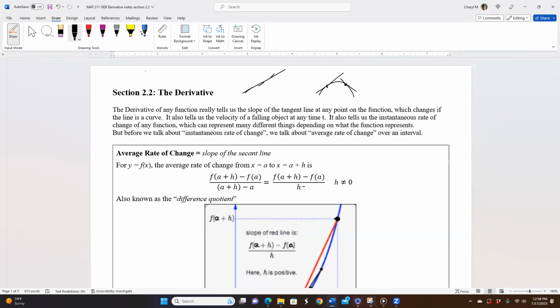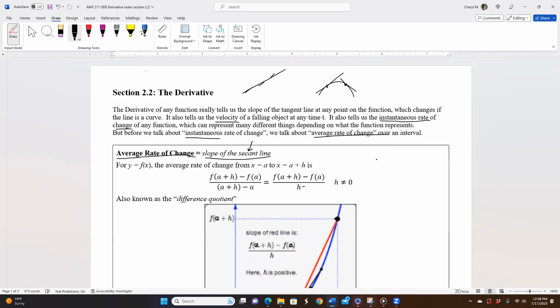Now, what the derivative tells us is the slope. It also tells us the velocity of a falling object at any time t. It also tells us the instantaneous rate of change of any function, which can represent many different things depending on what the function represents. But before we talk about the instantaneous rate of change, we're going to talk about the average rate of change. So the average rate of change is really the slope of the secant line.